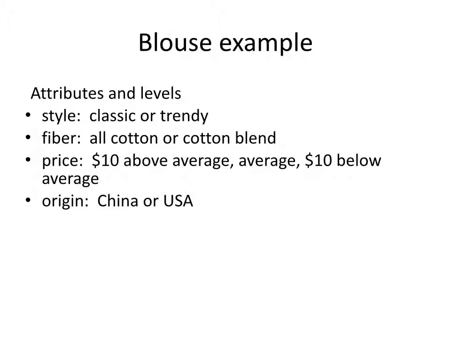The fiber also has two levels. It could be cotton or a cotton blend, say 60% cotton, 30% polyester. The price might be relative to the average price, $10 above average, or $10 below, so three levels of price. And the origin, let's say made in China or made in the USA.